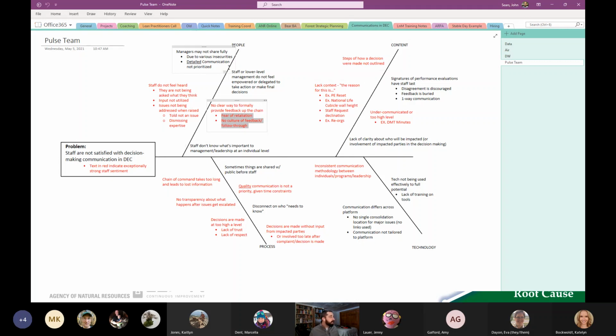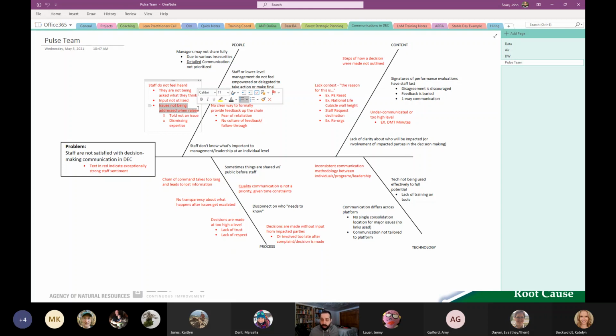So we can take a look at people. What's going on with people to explain the problem of staff are not satisfied with decision making? Well, staff don't feel heard. If staff don't feel heard, they are probably not satisfied with the communication. Okay, but why don't they feel heard? Because they're not being asked what they think. Their input's not being utilized. Issues are not being addressed when raised.